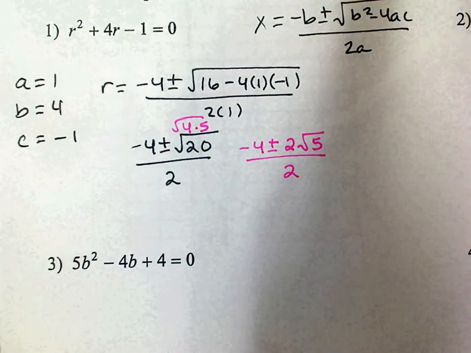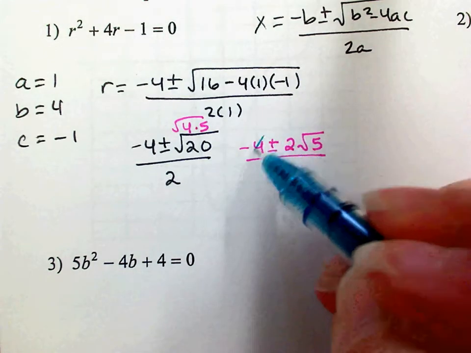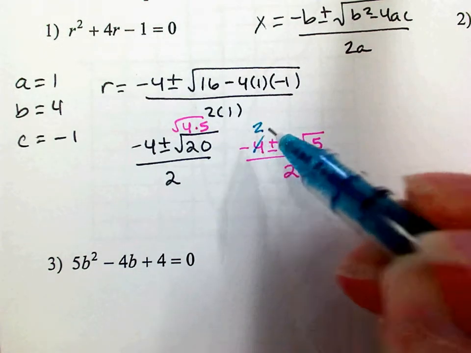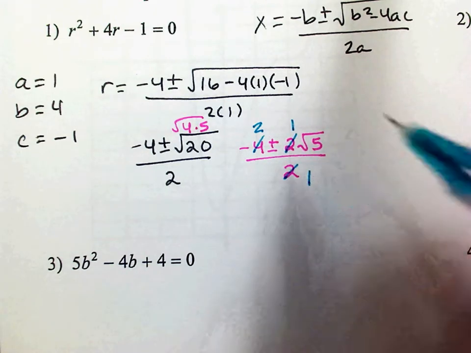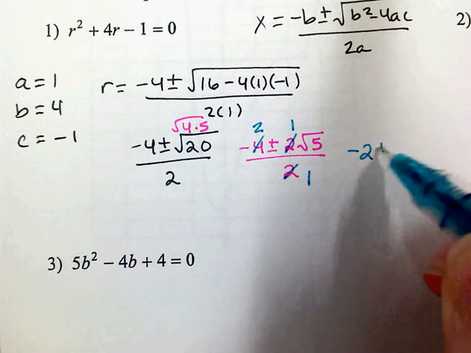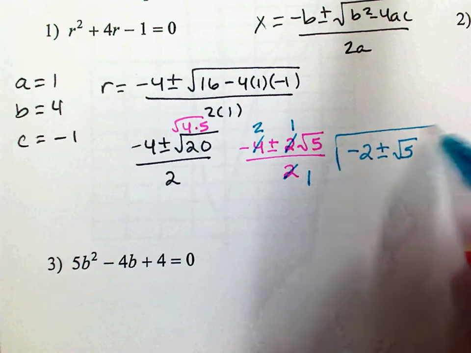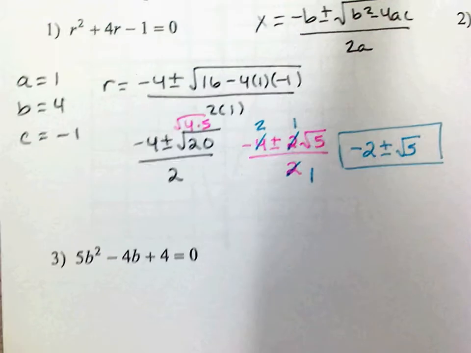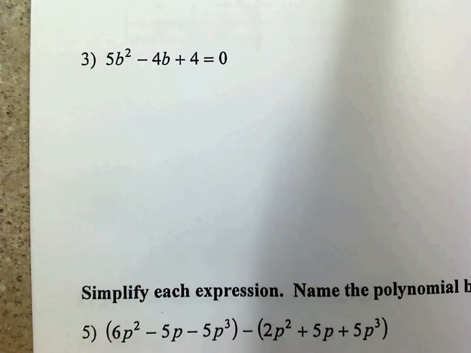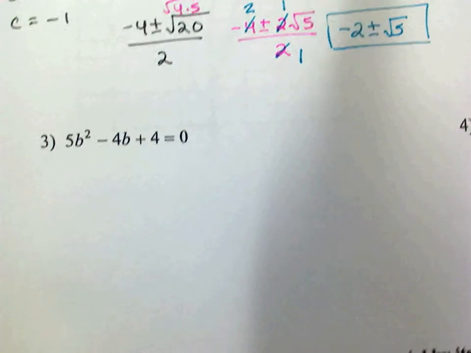Can you simplify? You can divide everything by what? 2. This divided by 2 is what? 2. This divided by 2 is? And this divided by 2 is? So my final answer is negative 2 plus or minus the square root of 5 all over 1, but I might as well just write that. Yeah? Okay, let's move to question 3. You got it? Okay, let's go to question 3.